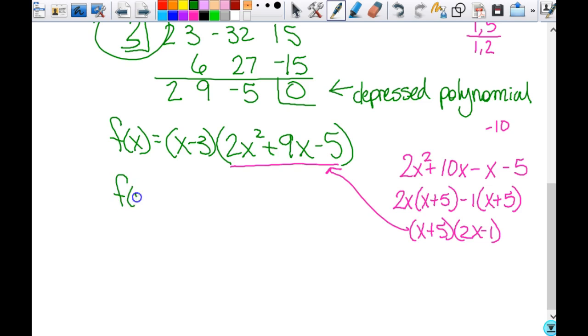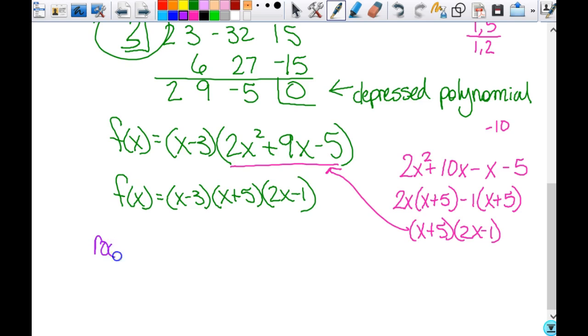So that'll give me f of x equals x minus 3 times x plus 5 times 2x minus 1. Okay. Everybody okay with all that? So we've already done all these pieces. We factored, we've done synthetic division, we found roots if I gave you a root, but now you're not given that first root, you have to go and find it. So now that we have this, our end goal is to actually find all the roots.